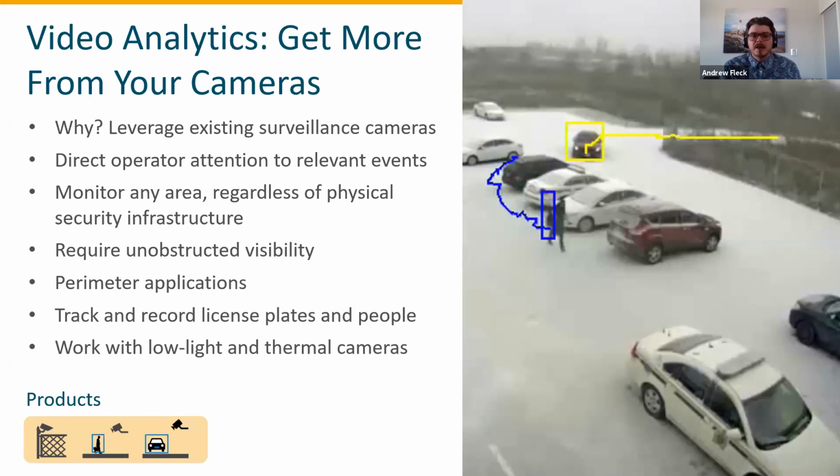One of the keys to analytics that we have to keep in mind is that we require unobstructed visibility. And at times, especially in Canada, as the weather turns, this can always be a bit of an issue.